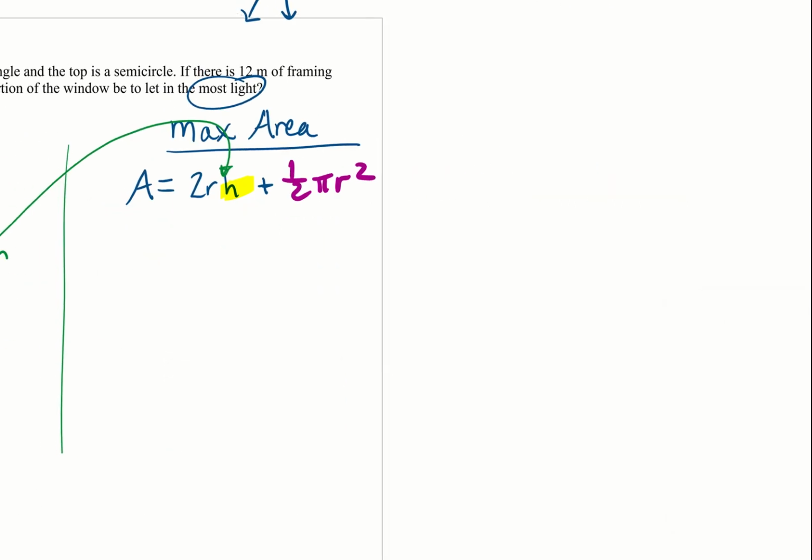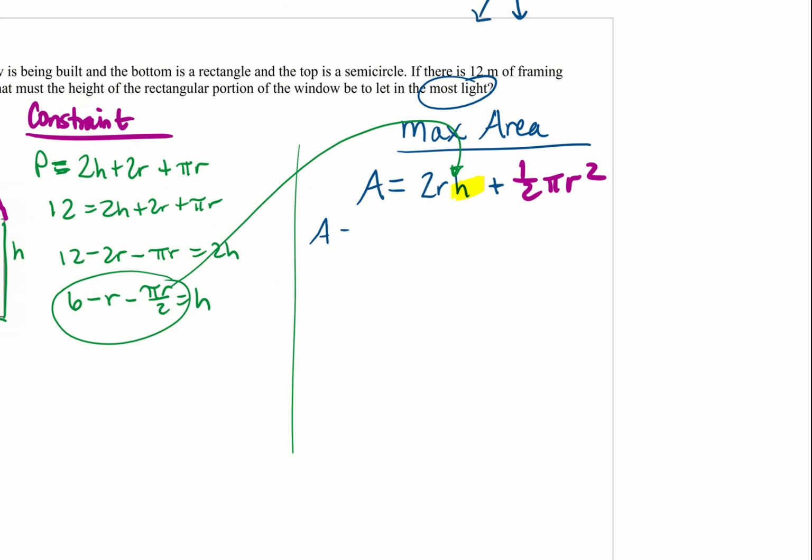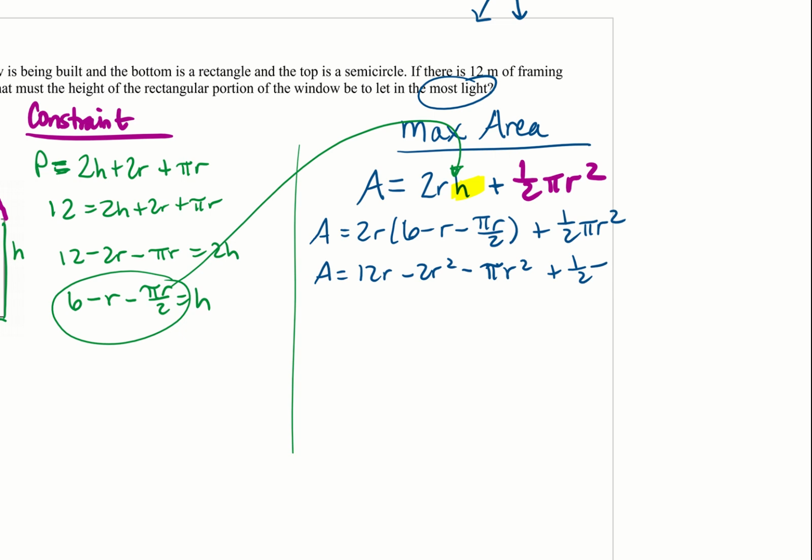So if I rewrite my area in terms of one variable instead of 2, the area is 2 times r times 6 minus r minus pi r over 2, plus the half area of a circle, or the area of a semicircle. So if I distribute here, I have 12r minus 2r squared minus, the 2's cancel out, so pi r squared, plus 1/2 pi r squared.